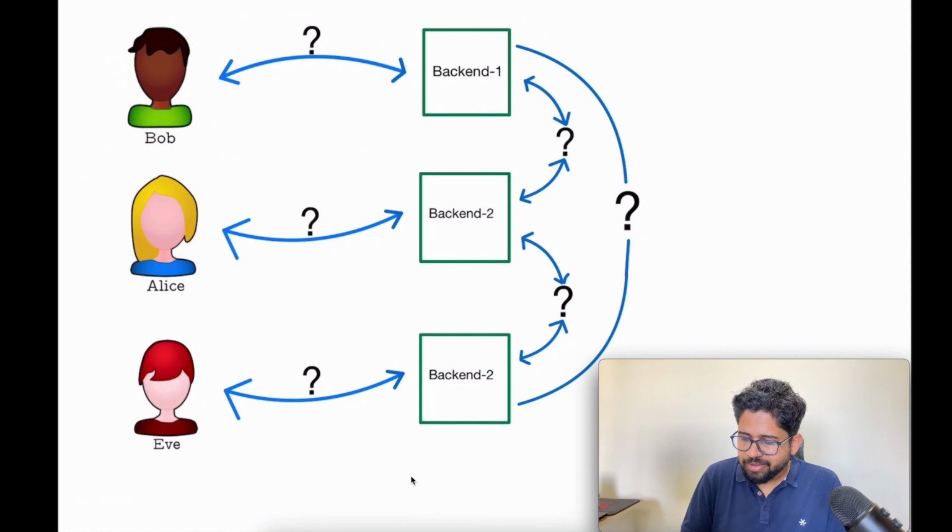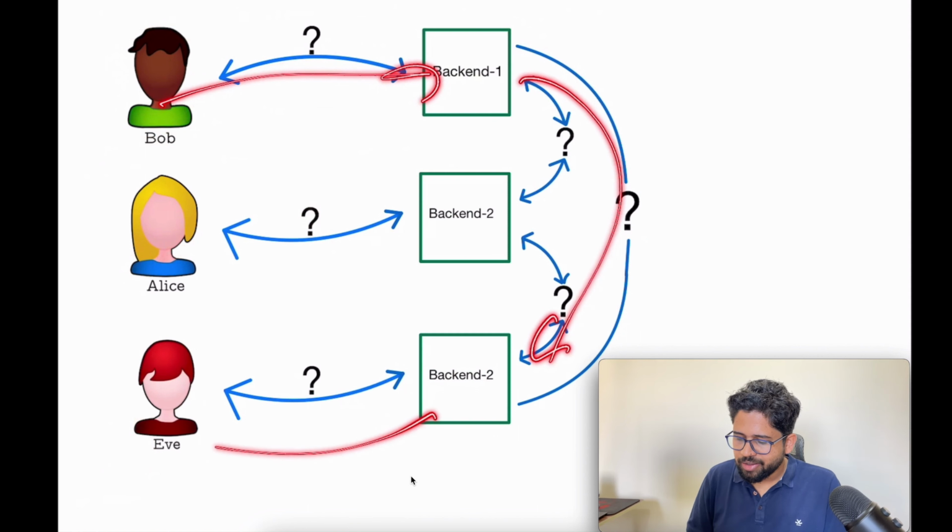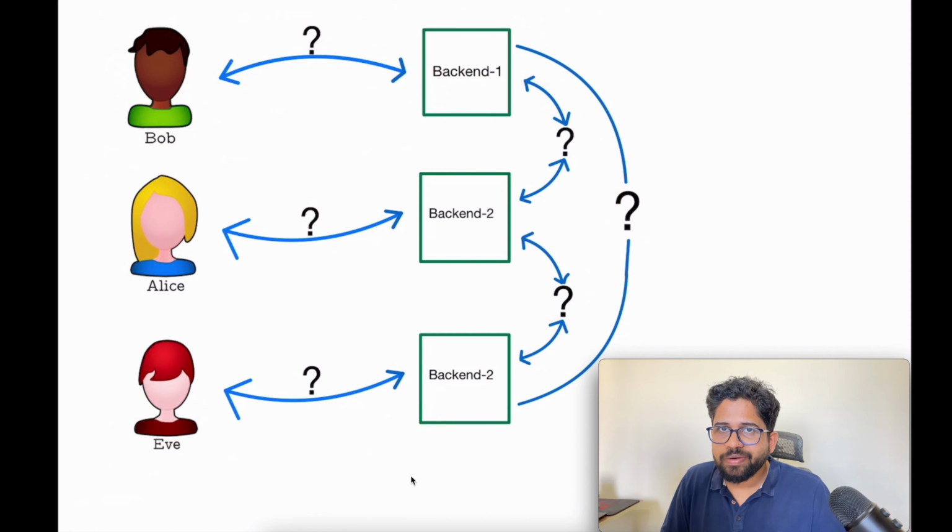And in that case, different users will be connected to different machines. So Bob would be connected to backend 1, Eve might be connected to backend 2, and still they would want to communicate with each other. So your request might go here to here and then here. So that's the first thing.